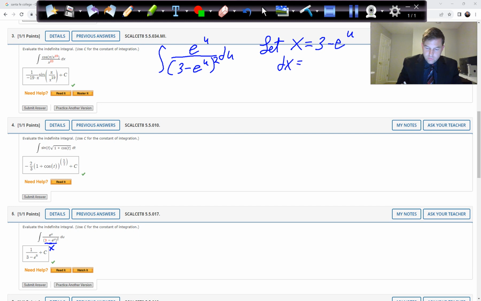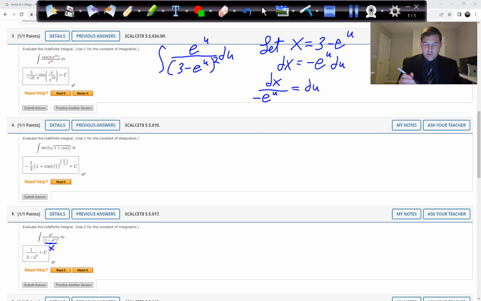Therefore, dx would be equal to minus e to the u du. So the derivative of 3 is 0. The derivative of e to the u is e to the u, and with a minus in front, and then we pick up this du term. Therefore, solving for du, we would get dx over minus e to the u equals du.